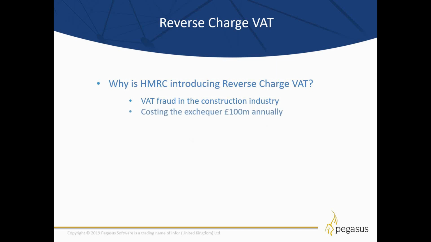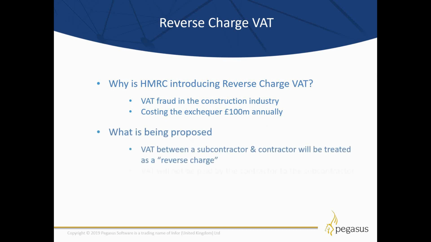The government calculates that it loses around 13 billion to missing trader fraud annually, with the construction industry accounting for about 100 million in lost VAT. These missing trader scams have operated in other sectors for more than a decade, such as trading in electronic goods like laptops, computer chips and mobile phones. Reverse charge VAT has been introduced into these sectors to combat this type of fraud. Now it's the construction industry's turn.